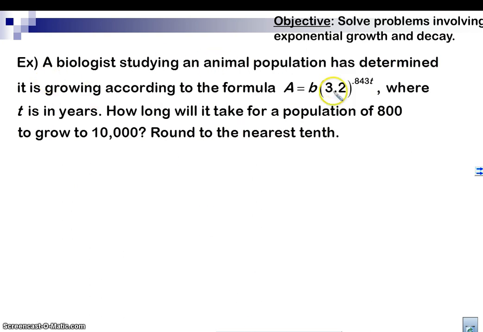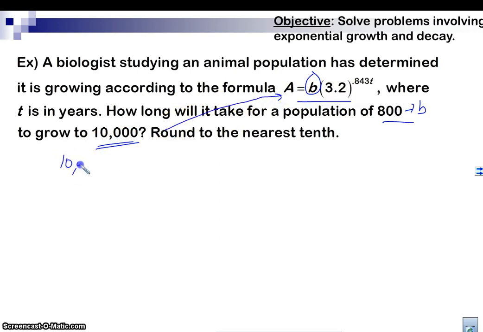All right, a biologist studying animal population has this down. This is a little bit different, doesn't have an e, but this is our formula here. T is in years. How long will it take for the population of 800 to grow to 10,000? All right, so this is our initial, which in this case is B, the number multiplied there.